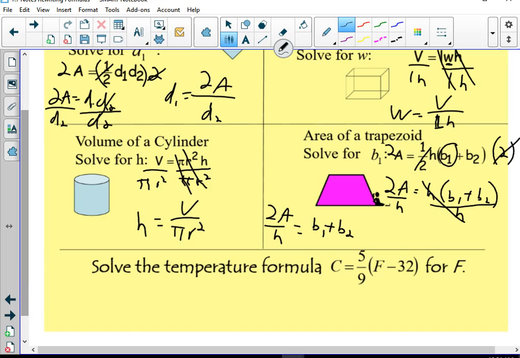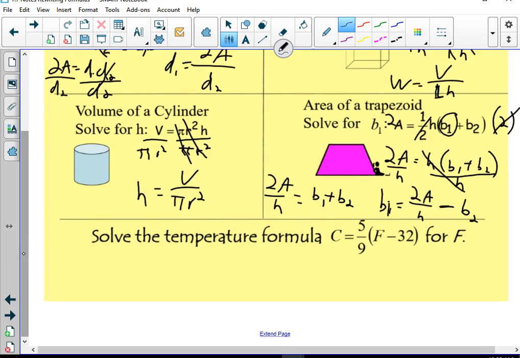Now, the last step, how do we get B1 by itself? Subtract B2. So B1 is equal to the 2A over H, minus B2. Now be careful with this. You just got to put a big old minus here because it's not on the top or the bottom. It's a separate thing. The 2A over H minus B2. Totally separate. We gotta get B1 by itself, right? So we're gonna subtract B2. But those don't combine, so we just write this minus that.